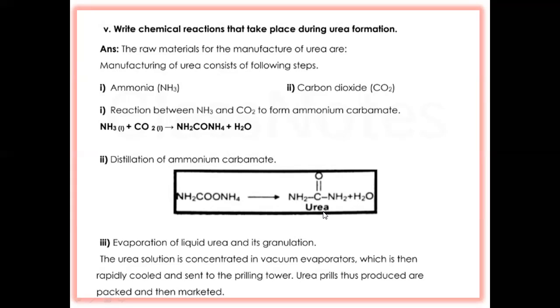That urea solution along with water, this is a solution of urea in water. Evaporation of liquid urea and its granulation. The water evaporates out by heating, and then it passes through a granulator where pills or granules are formed, which are then stored and marketed. So the urea solution is concentrated in a vacuum evaporator, which is then rapidly cooled and sent to the prilling tower. Urea prills are packed and then marketed. Marketed means they are ready for application or for use.